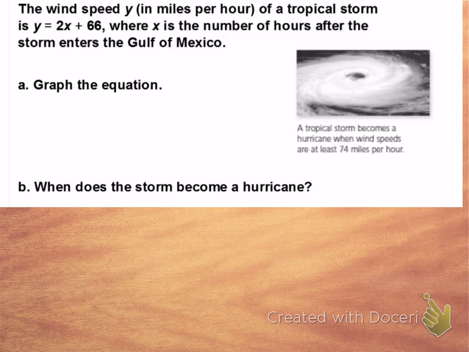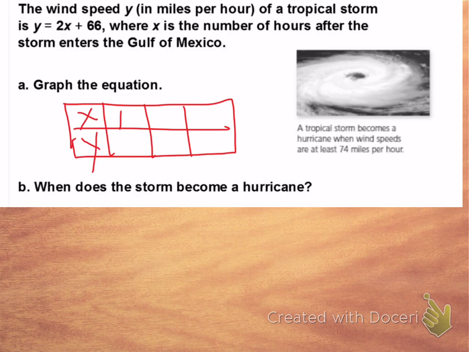Okay, so here we have a word problem. The wind speed y in miles per hour of a tropical storm is y equals 2x plus 66, where x is the number of hours after the storm enters the Gulf of Mexico. So we need to graph the equation. So before we can graph it, we need to make a table.